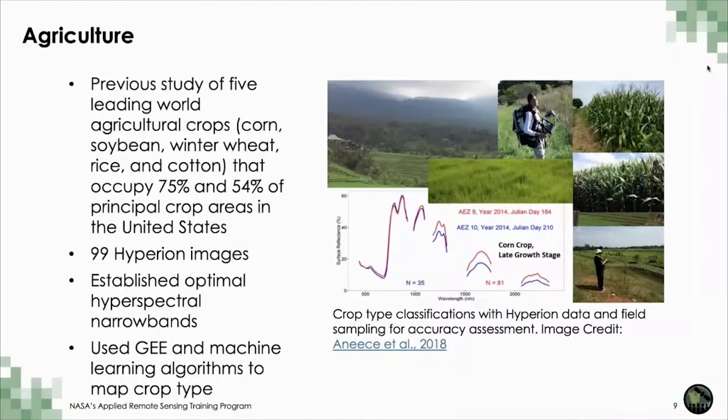The first example focuses on mapping agricultural crop types. As the global population increases, we face increasing demand for food and nutrition. Remote sensing can help monitor crop types, food availability, and crop health to improve global food security.